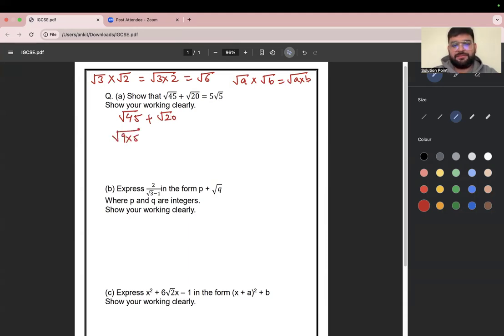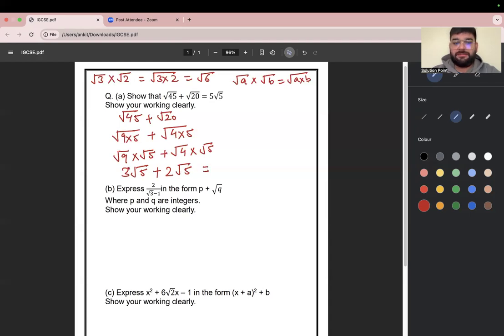as 9 times 5. Similarly, I can split this 20 as 4 times 5. The reason I am doing this is that I can write square root of 9 times 5 as square root of 9 times square root of 5, and I can write square root of 4 times 5 as square root of 4 times square root of 5. Now we know square root of 9 is 3, so this will become 3 times square root of 5 plus, and square root of 4 is 2, so this will become 2 square root 5.